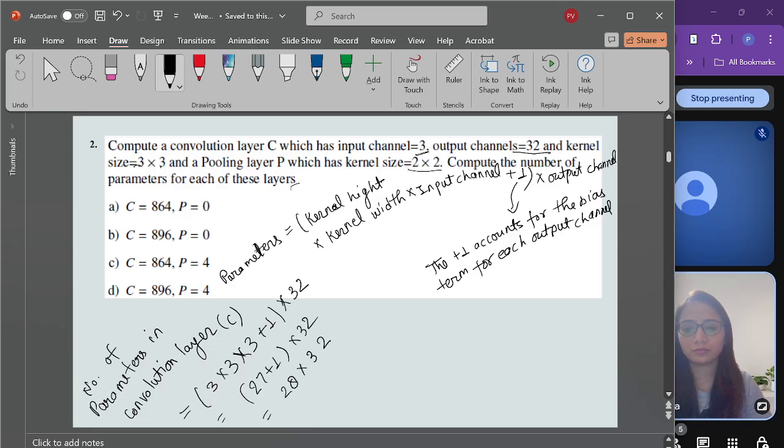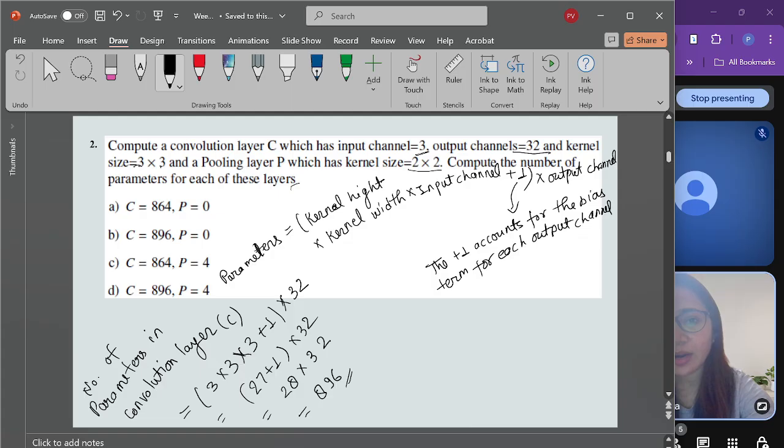Now can you at least calculate it? 28 multiplied by 32, what value will you get? Can you answer this at least? If you multiply these two numbers, you will get 896. Okay, so the number of parameters in the convolution layer is 896.